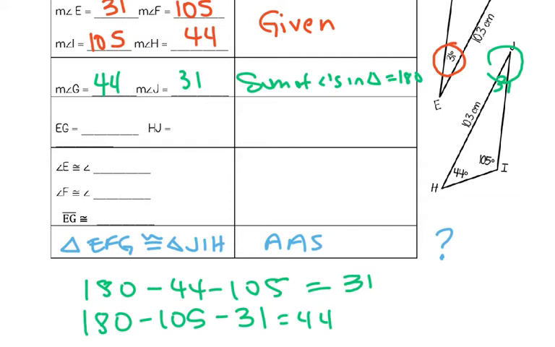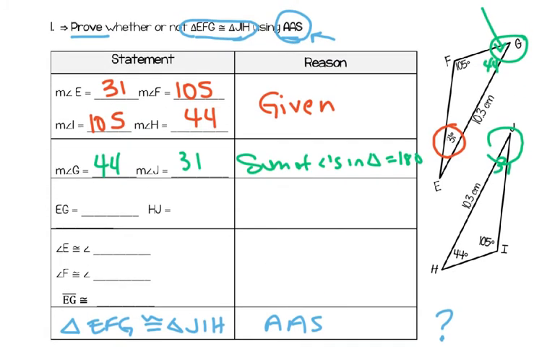The next one says EG is equal to. So what is the length of EG? Or sorry, that's FG. EG. Well, that's right there in the picture. I don't have to work for that at all, do I? So that's 10.3, and HJ is the same thing, 10.3. How did you know that? Actually, that's a given also. That was also given to me.